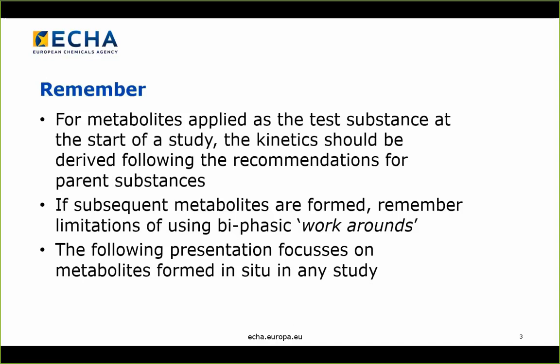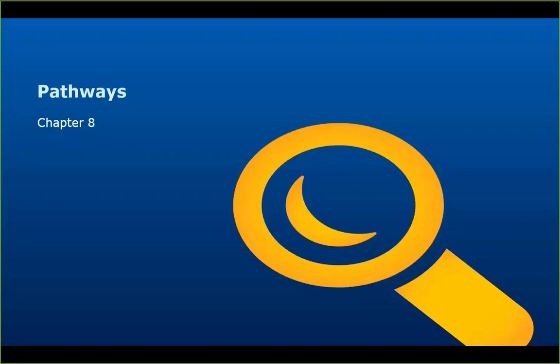If you get subsequent metabolites formed, so if you've got a rate of degradation study on a primary metabolite, but you know there are also secondary metabolites, then just remember the limitations of those biphasic workarounds. So things like the FOMC DT90 divided by 3.32, we said that was a limitation if it was used for a parent substance. It's still a limitation if you use that for an intermediate metabolite. Okay. For the rest of this presentation, we'll focus on metabolites that are formed in situ in any study. And all of this is covered by chapter 8 of FOCUS.